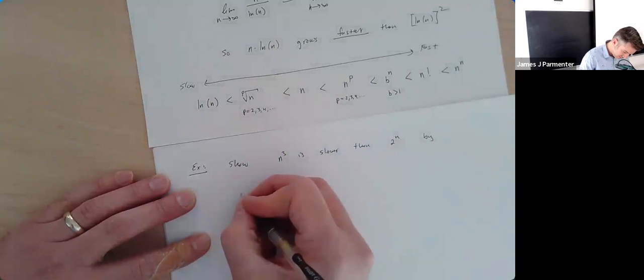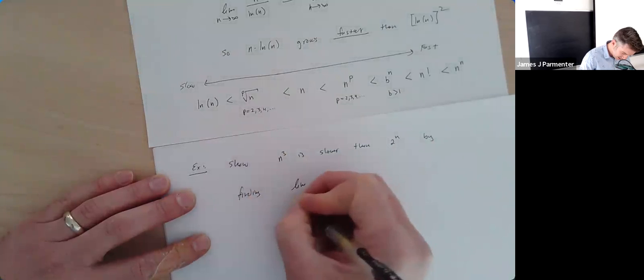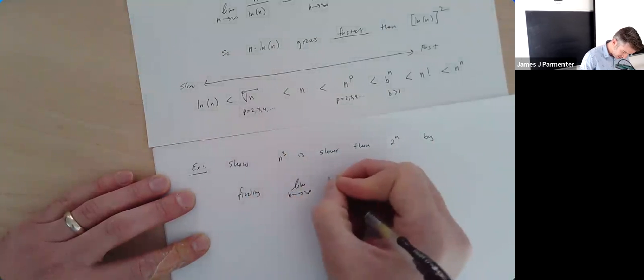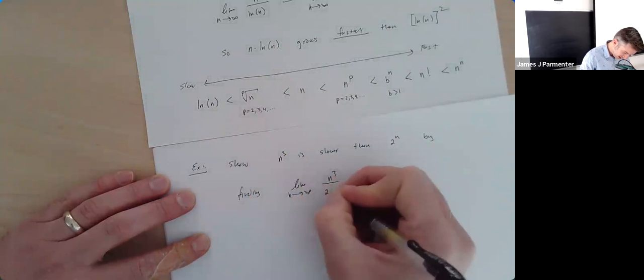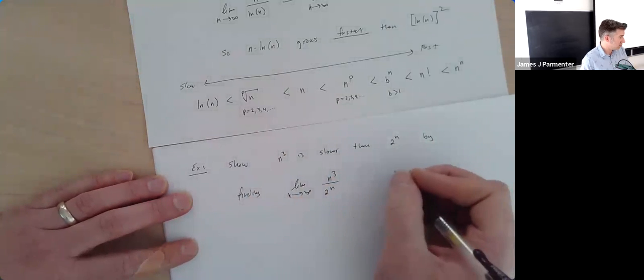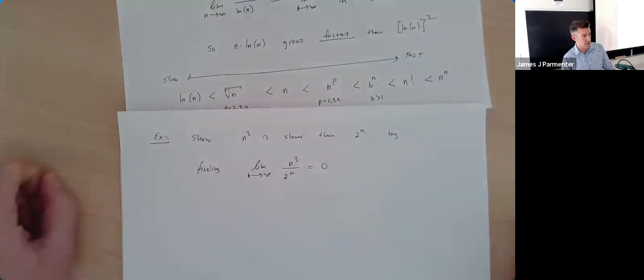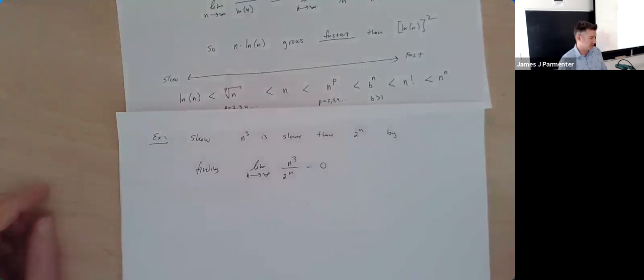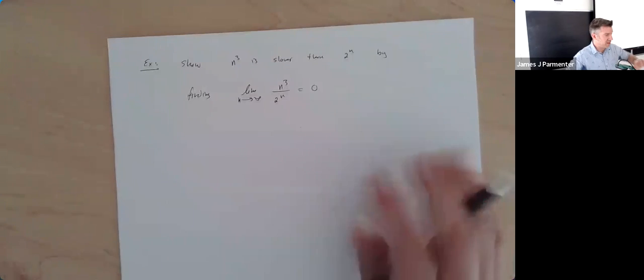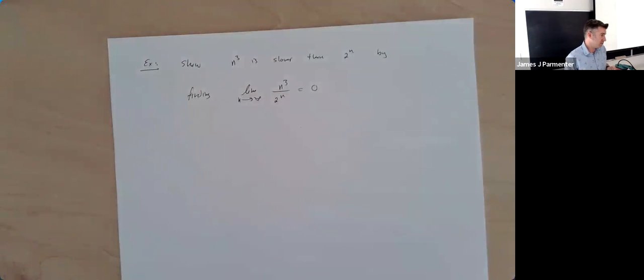by finding that the limit as n goes to infinity of the slower thing over the faster thing ends up being 0. That's how you show that one thing is slower than the other, by showing that the limit of it on top over the other on the bottom is going to be 0. Or if you prefer, you could flip it and show that the limit was infinity. That would also be a totally legitimate way of doing it.